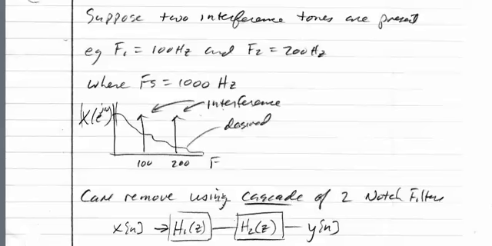First of all, this is all review, so I'll go kind of fast. The part that isn't review is if we have two interference tones. Let's suppose there's a tone at 100 hertz and at 200 hertz, and the sample rate is 1,000 hertz. This is a little different than the homework problem because I don't want to make it too easy. So the spectrum looks like this. This is the desired part, the smooth part, and the two tones are at 100 and 200 hertz.